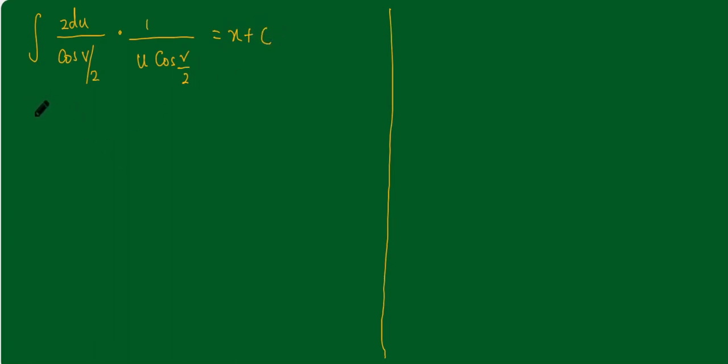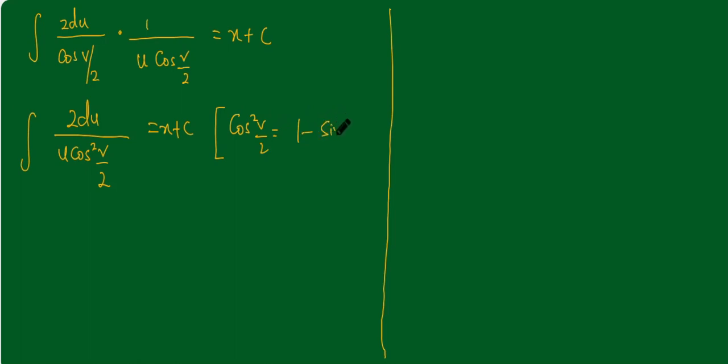So we have the integral of 2 du divided by u cos squared v over 2 is equal to x plus c. But also, we know that cos squared v over 2 is equal to 1 minus sine squared v over 2, and this is equal to 1 minus u squared. So we can write this as the integral of 2 du divided by u into bracket 1 minus u squared, which will be equal to x plus c.